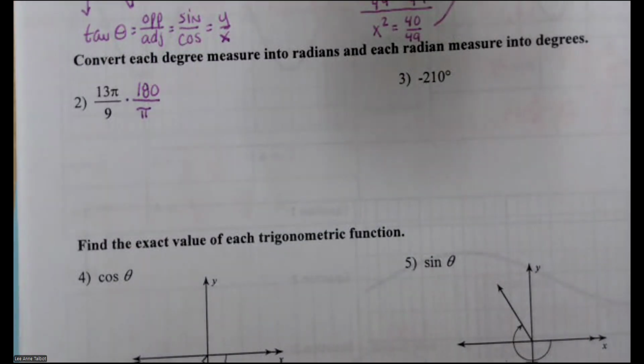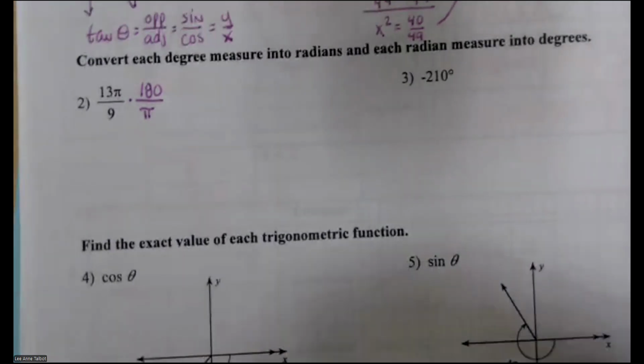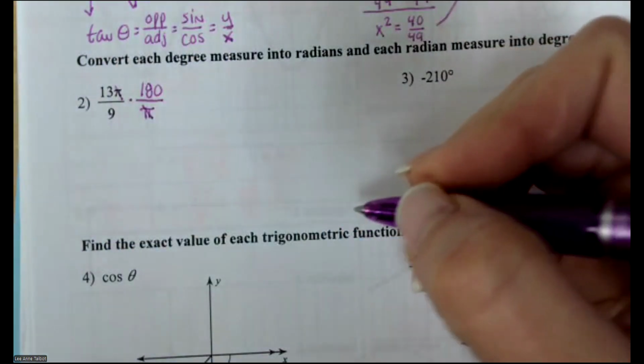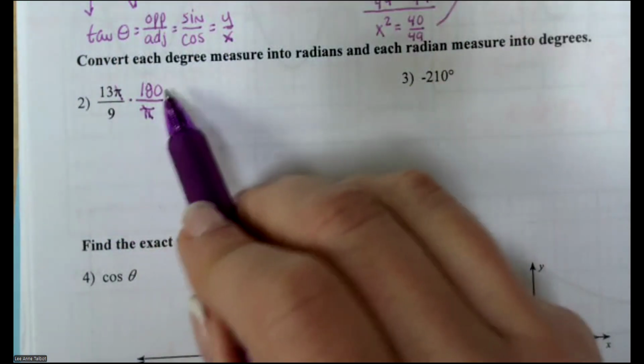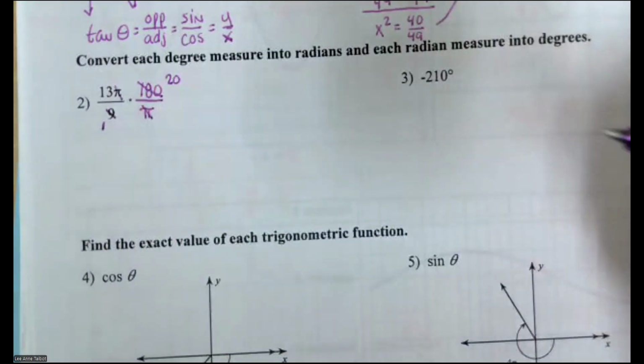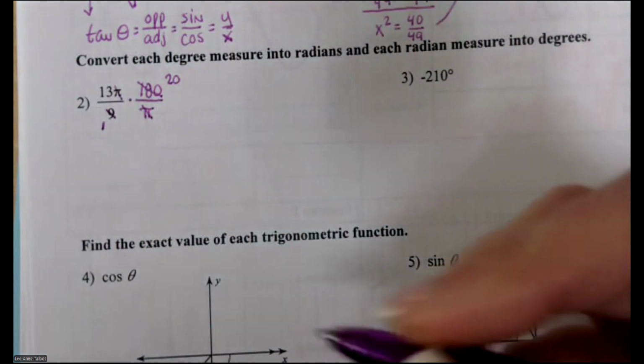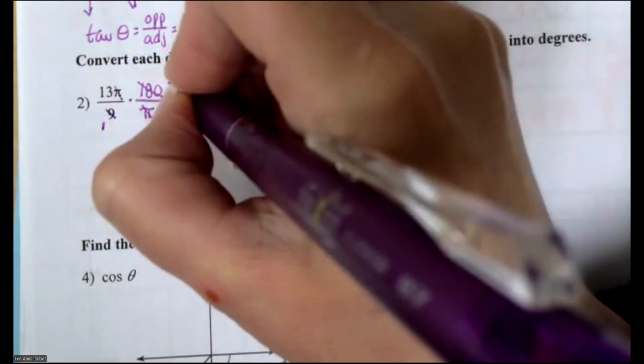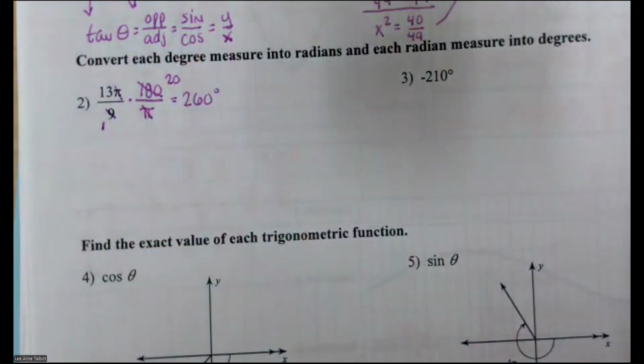Okay, now this, I'm going to use some tricks here. I'm going to be a trickster, trickeramus. I'm going to cancel the pi's. That's not the trick. But now I'm going to take 180 divided by 9 before I move on. So 9 goes into 180 20 times. 13 times 20 is 260.